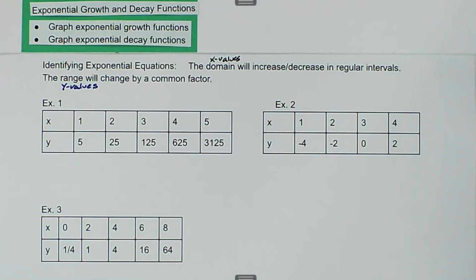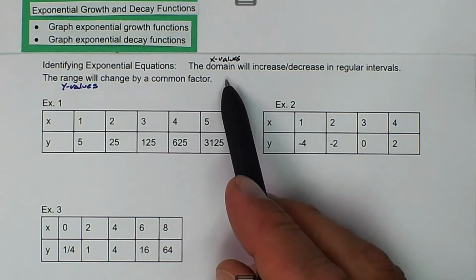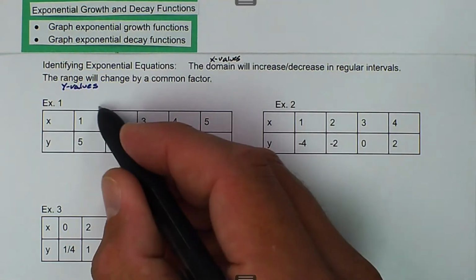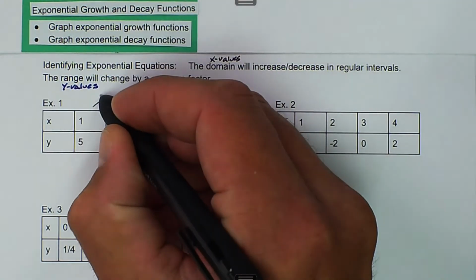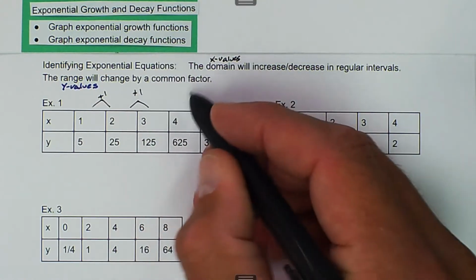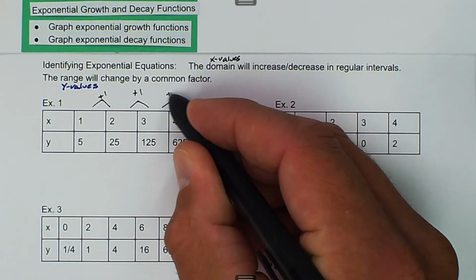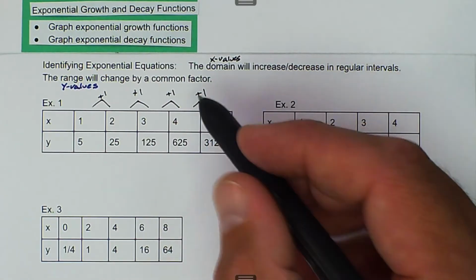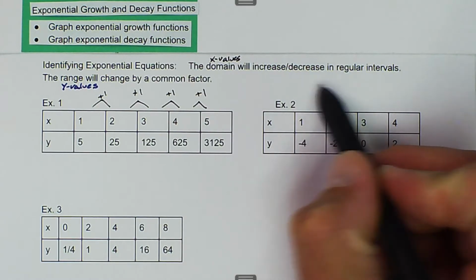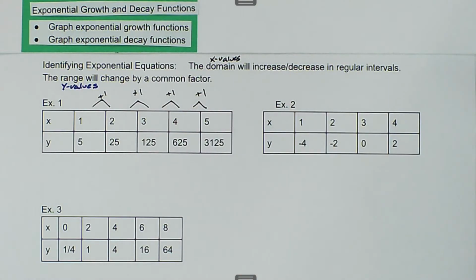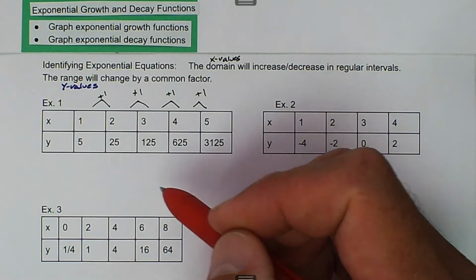So the first thing we want to check is that the domain is increasing or decreasing in regular intervals. To go from 1 to 2, we have to add 1. To go from 2 to 3, we have to add 1. To go from 3 to 4, we have to add 1. And to go from 4 to 5, we have to add 1. So the domain is increasing by a regular interval, just adding 1. Then we can look at the range and see what's happening.